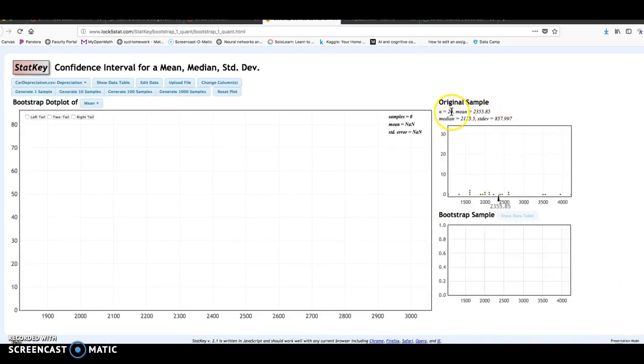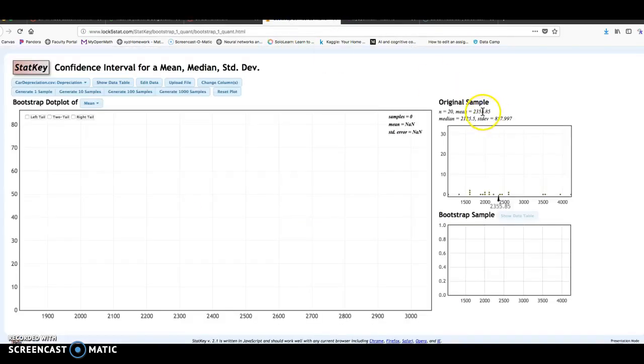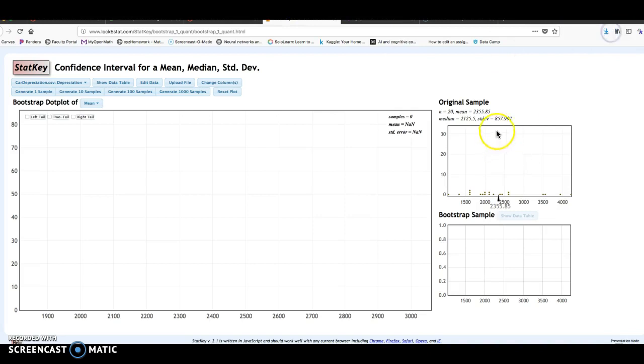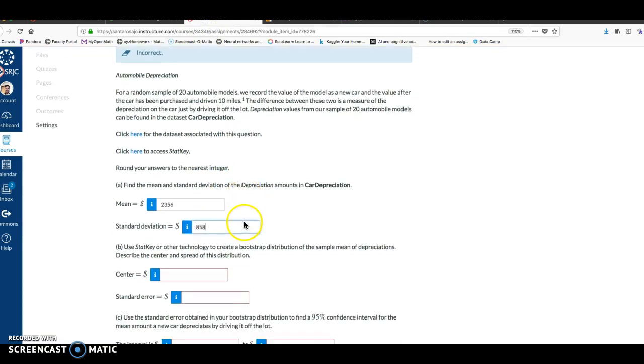Notice I have a sample size of 20, and it gives us a sample mean of 2355.85. So for the first question, we're looking at the mean and standard deviation, and I want to round my answers to the nearest integer. So that's 2356. Rounding to the nearest integer, the standard deviation is 857.9, so 858 will be the standard deviation.